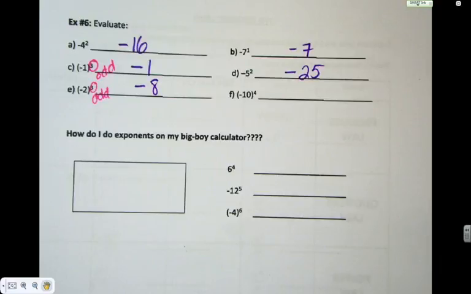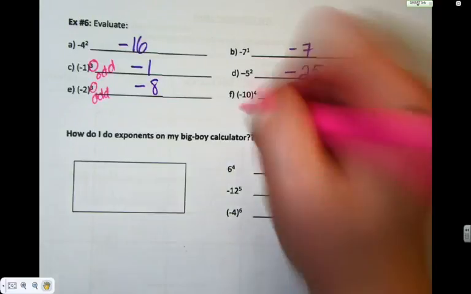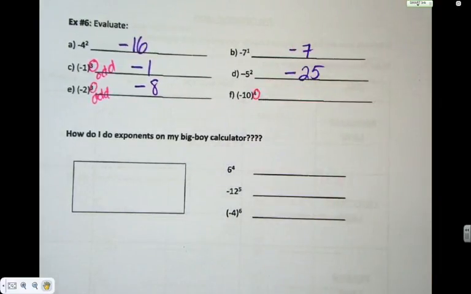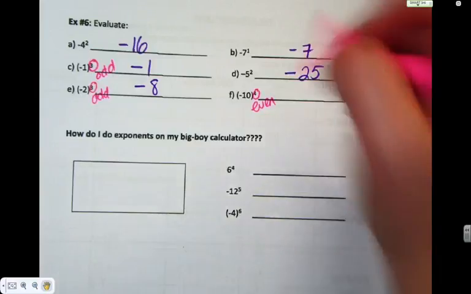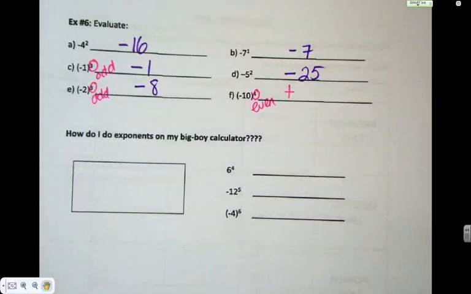F, brackets or no brackets? Brackets. Now we look at the exponent. Is it even or odd? Even. Does that mean it's going to be positive or negative? And you don't usually need to write the positive. I'm just going to write it for this one in a different color, so when you look back, we talked about it being positive, but normally we don't have it.